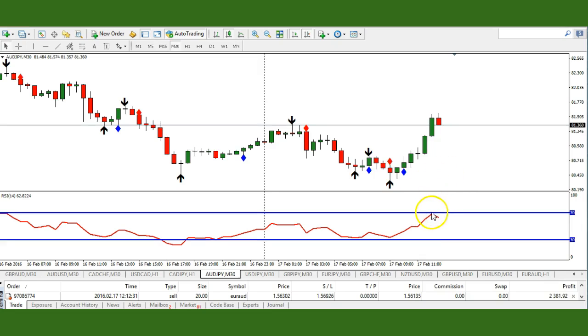Right now, it's not generating a signal. We're in an uptrend on Aussie yen, but it is overbought. So most likely what will happen, it will retrace before it goes back up.